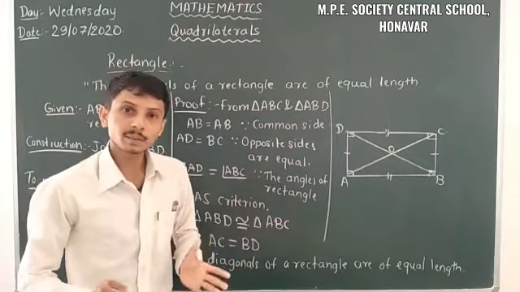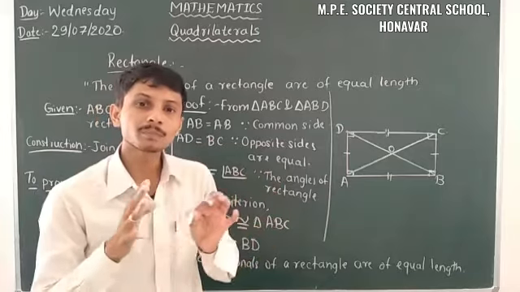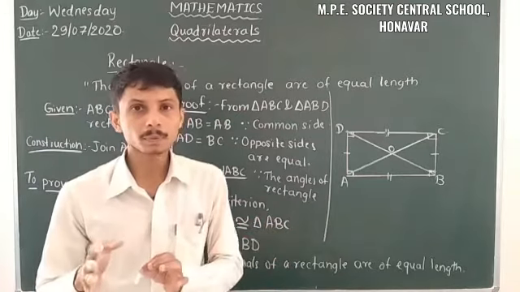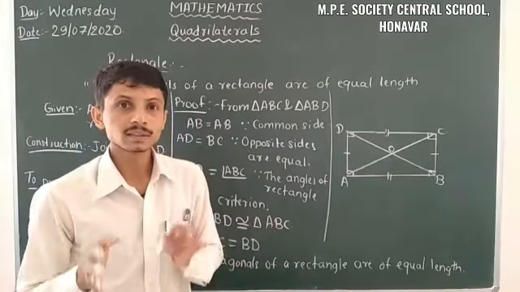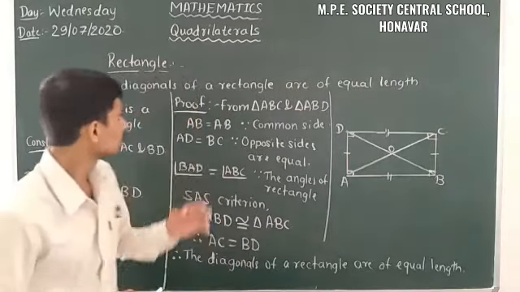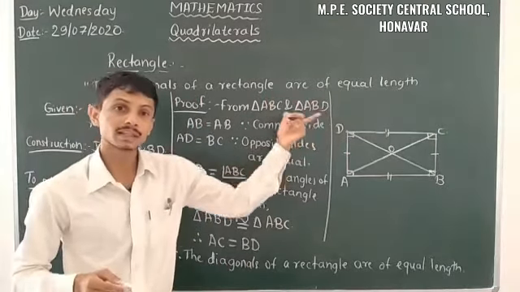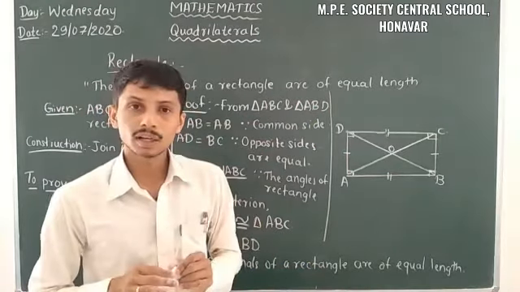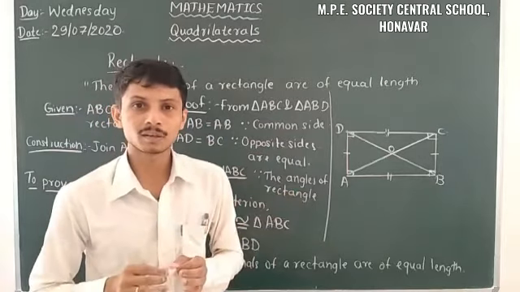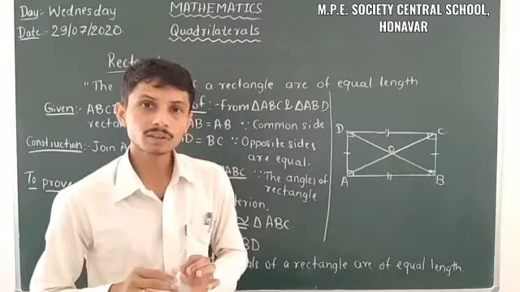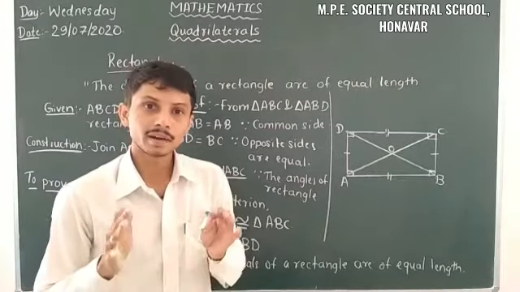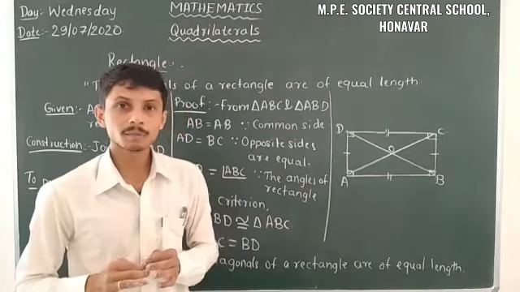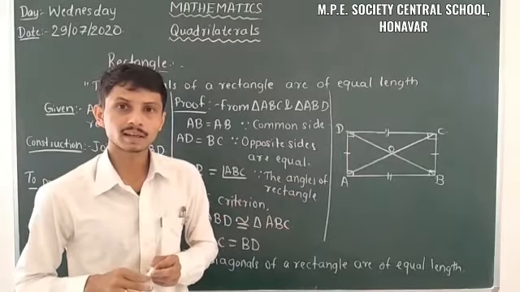So this is about all the properties of the parallelogram, and they exactly match the properties of the rectangle. But the difference is that the diagonals of a rectangle are of equal length. In a parallelogram, the diagonals need not be of equal length, but in this special type of parallelogram, the diagonals of a rectangle bisect each other, and also are of equal length. So let us move on to some problems regarding the diagonals of a rectangle being of equal length.